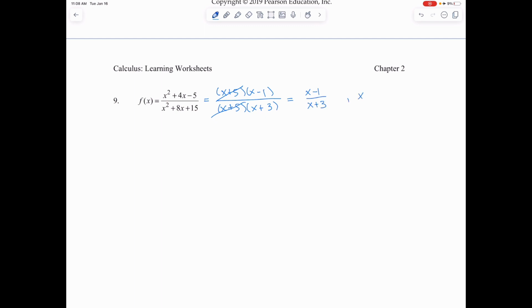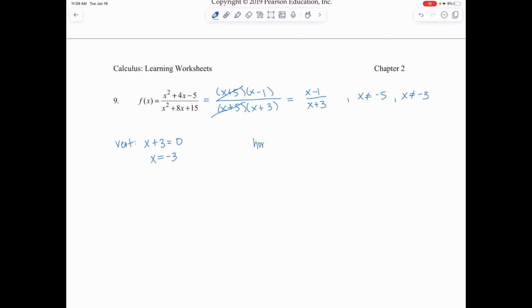Keeping in mind, x cannot equal negative 5 because we got rid of that one, but it's still there. It's still something that we need to account for. And we also don't want x to be negative 3 because that will make our current denominator a 0. So, vertical asymptotes. We have x plus 3 equals 0, x equals negative 3 is our vertical asymptote.